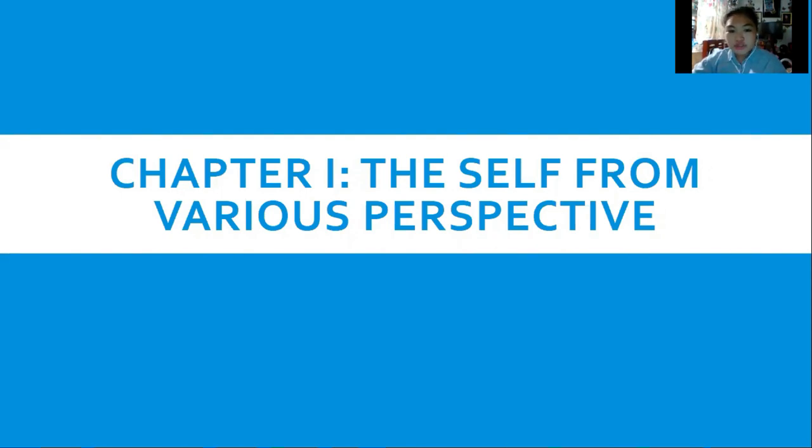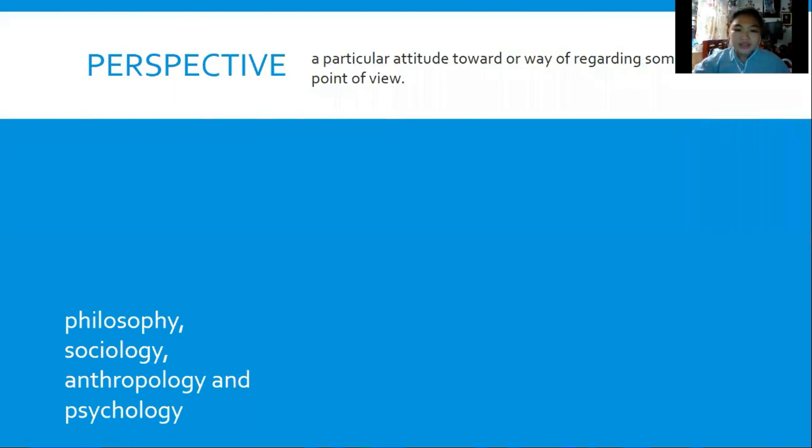So let's talk about chapter 1, the self from various perspectives. Perspective is a particular attitude toward or way of regarding something, a point of view. When we say perspective, basically it's the opinion of an individual about something, someone, or anything that comes up in his or her mind. So we have different perspectives here: philosophy, sociology, anthropology, and even psychology.